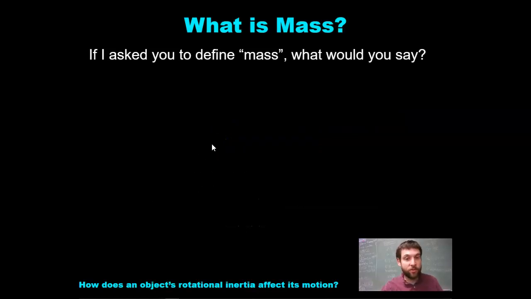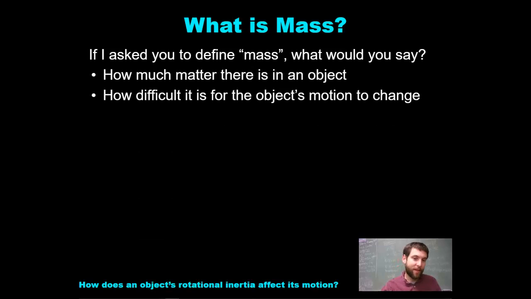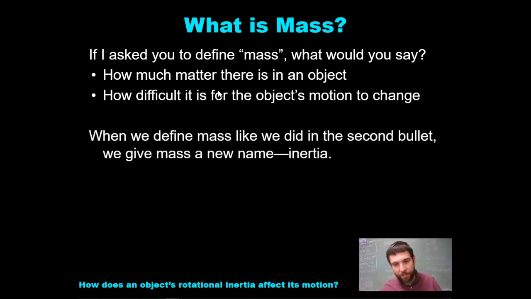If I were to ask you to define mass, what would you say? Perhaps how much matter there is in an object, I hope. How difficult it is for the object's motion to change. Both of those are some good definitions for mass. When we define mass like we did in the second bullet, we give mass a new name, inertia.